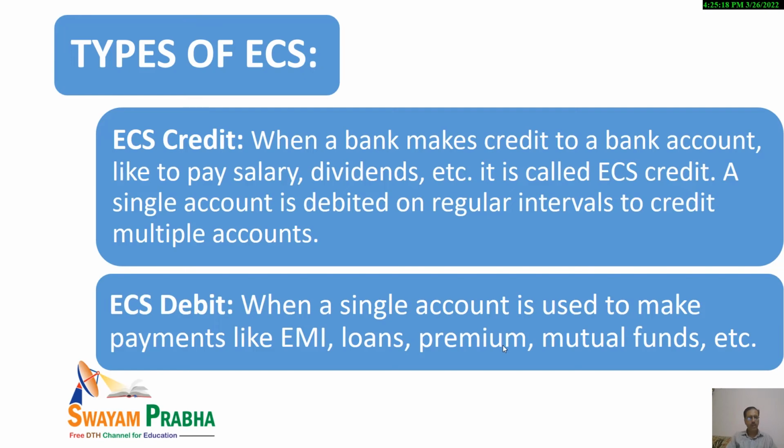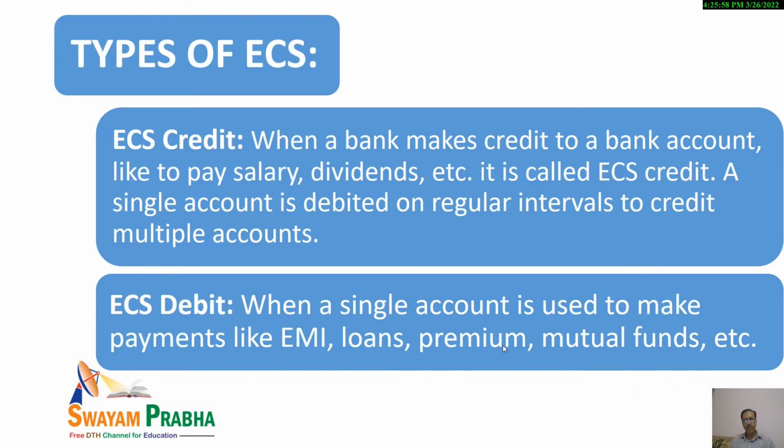Now, what are the types of ECS? So, dear students, there are two types of ECS. It may be ECS credit or it may be ECS debit. Now, what is ECS credit? It should be noted that it is basically used in order to credit your salary, dividend. It is used when a bank makes credit to a bank account. Like when salary is credited, a dividend is credited, then it is known as ECS credit.